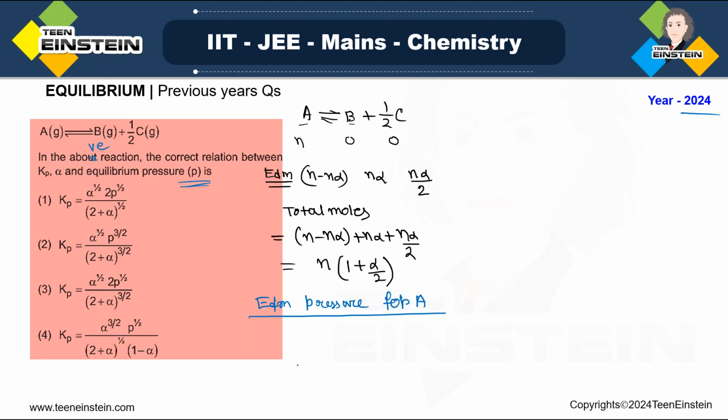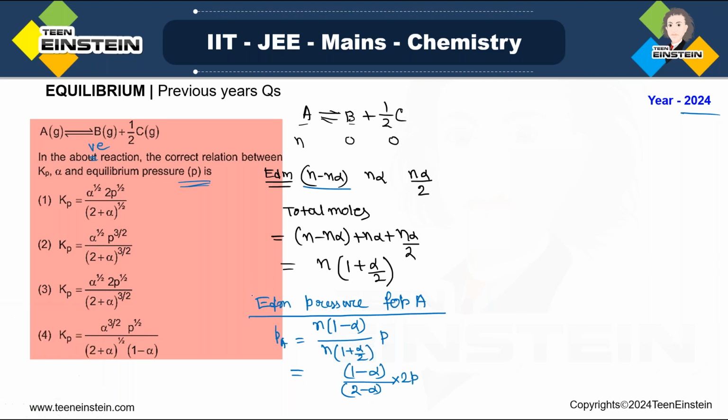So when you are trying to find the equilibrium pressure for A, what do we write? Suppose I am writing PA. First of all, what is the number of moles of A left? It is N common 1 minus alpha, divided by the total number of moles, which is N common 1 plus alpha by 2, and multiplied by P. Now if you simplify it, N will be cancelled, and it comes to 1 minus alpha divided by 2 minus alpha, multiplied by 2P.